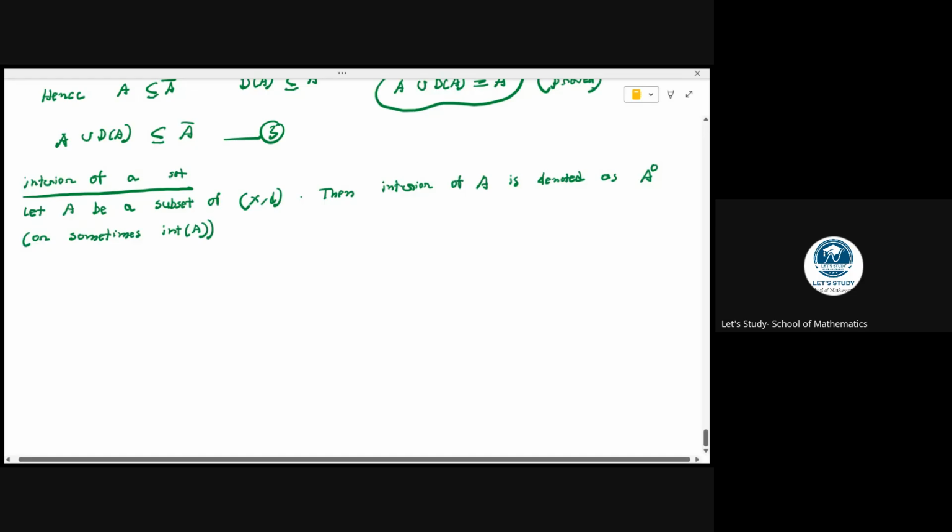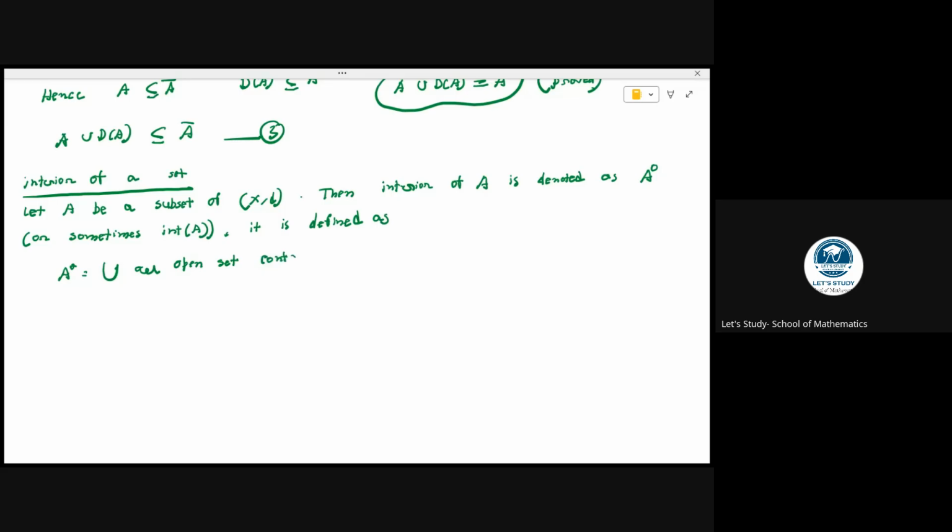Or sometimes interior of A, as it is defined. It is defined as the union of all open sets contained inside A.